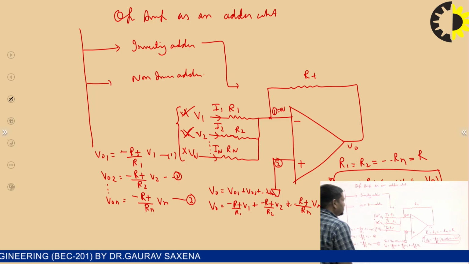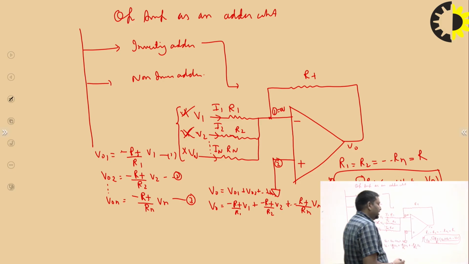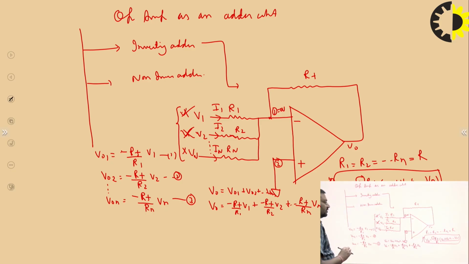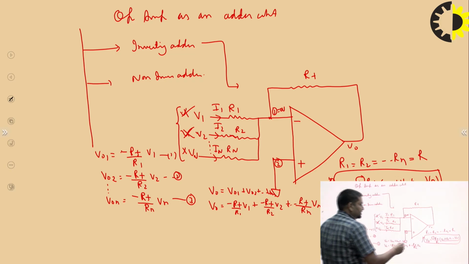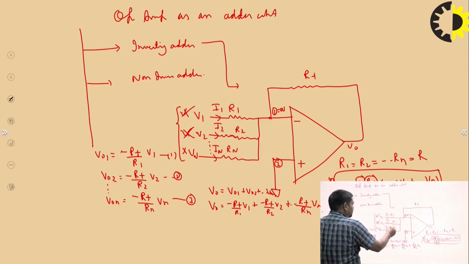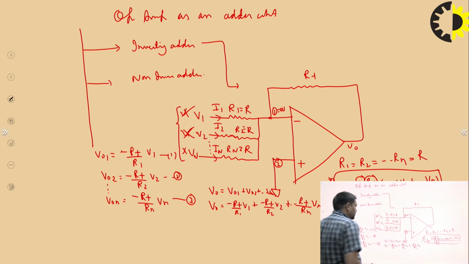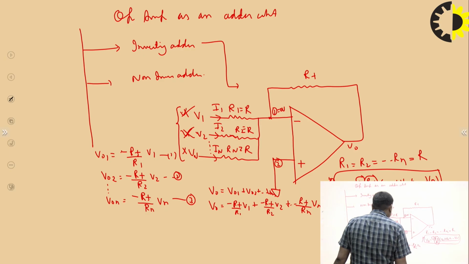Such a circuit is called the inverting adder circuit, because of the minus sign here. The minus sign indicates the output is 180 degrees out of phase with the input voltages, and the gain is Rf upon R, where R is each individual input resistor. So the output is V1 plus V2 plus up to Vn, having a gain of minus Rf upon R.